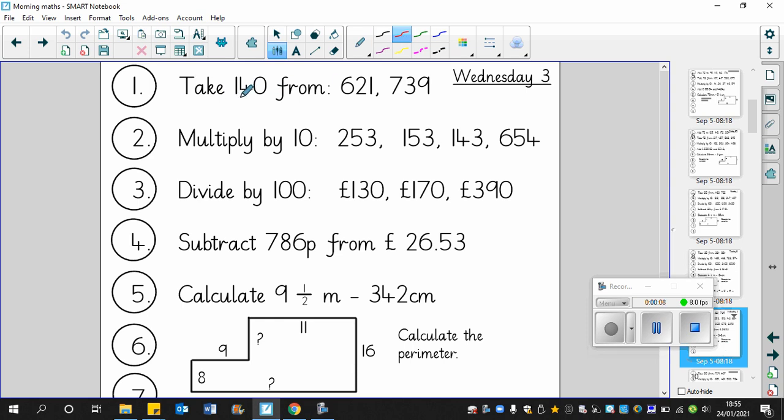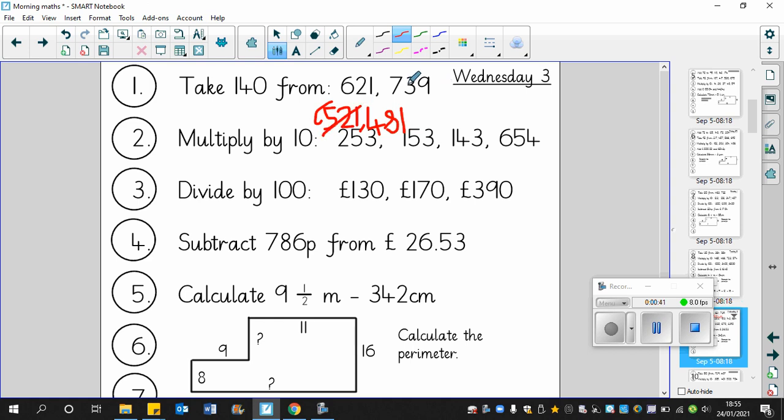Question number 1, take 140 away from 621. So once again, we'll do these in two steps. If we take away 100, we get 521. And then if we take away another 40, then we get 481. So the answer is 481, so we can cross out 521.